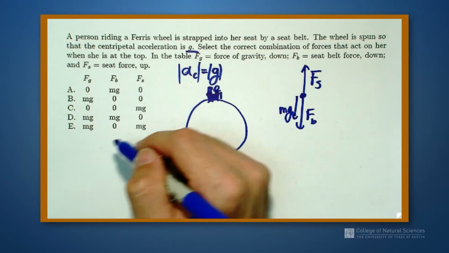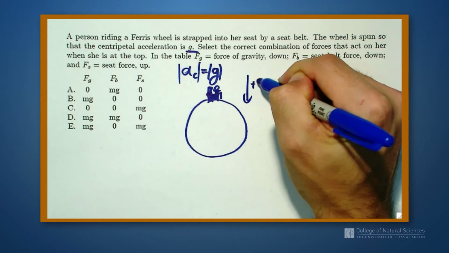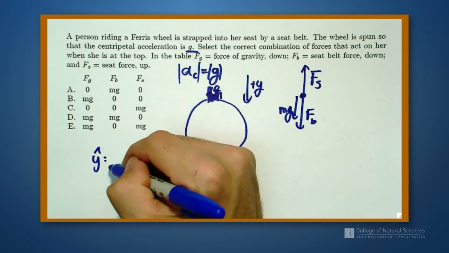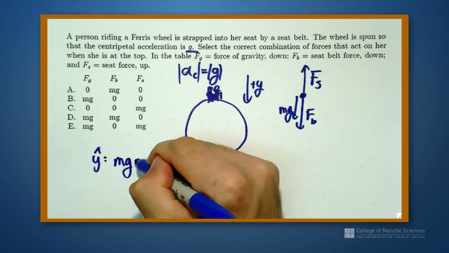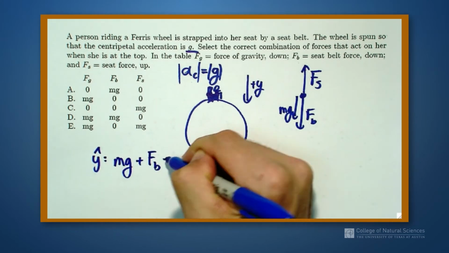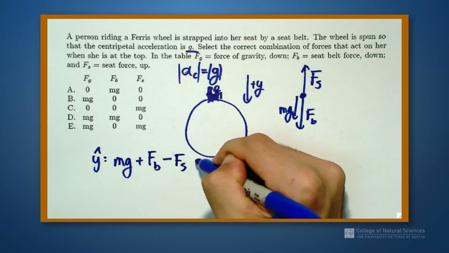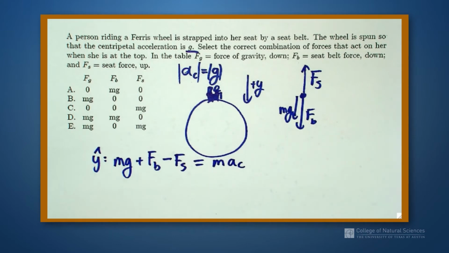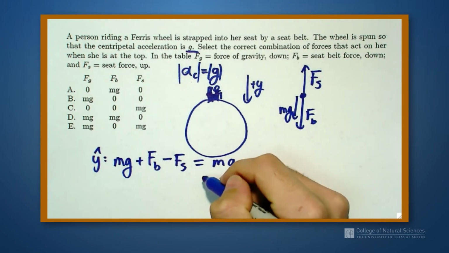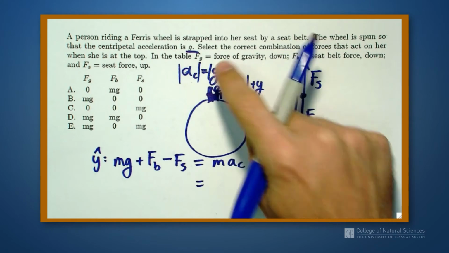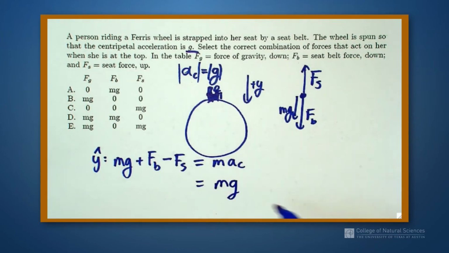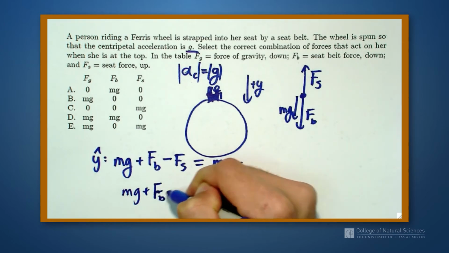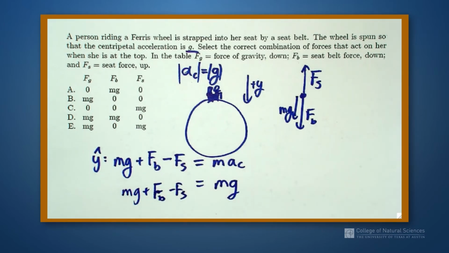So if I were to look at positive y in the downward direction, I'm going to label all my forces. I'm going to get my weight force plus my belt force minus my seat force has to be equal to my mass times my acceleration. Well, I know that my acceleration has a very specific form. I already have this value of mg. So I have mg plus F_B minus F_S is equal to mg.